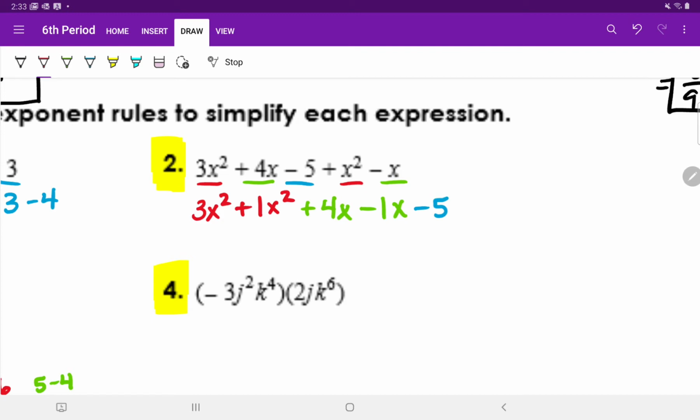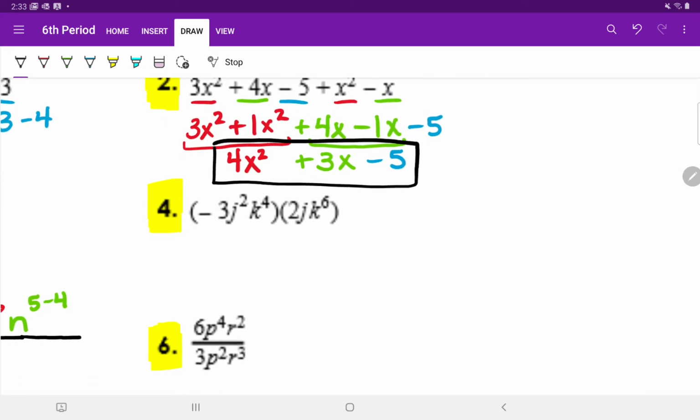So when I add these together, I'm only able to add the like terms to the like terms. So the 3x squared plus 1x squared can add together. That'll give me a 4x squared. We only add the number in the front. The bases and the exponents do not change. Next, I can add together the 4x and the negative 1x. That becomes positive 3x. Notice the base and the exponent didn't change, only the number in the front. Then we have a minus 5. That doesn't even have anything to add to, so here is our answer.